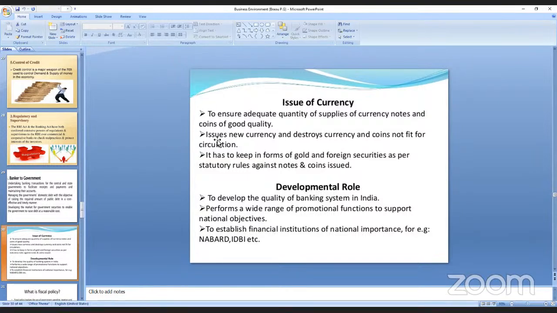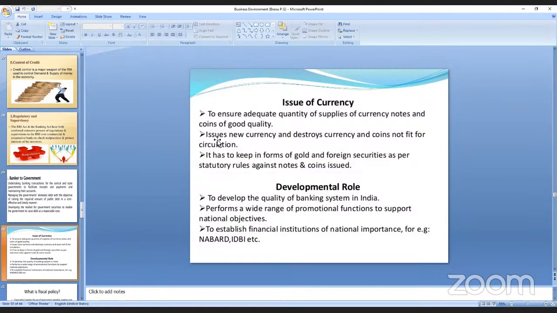It has to be kept in the form of gold and foreign securities. Suppose you want to print currency, then equal to that we have to put gold as security. Gold and foreign securities are kept, then coins and notes will be issued. That is under the statutory rules.